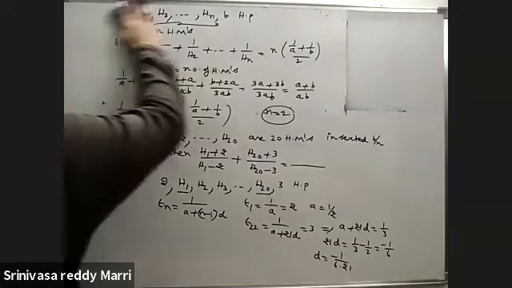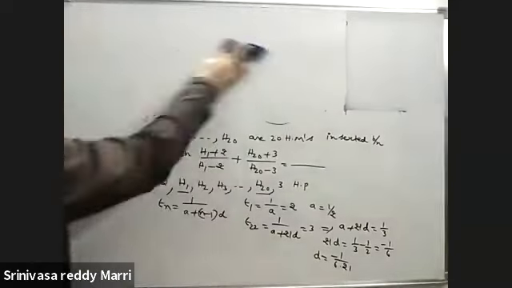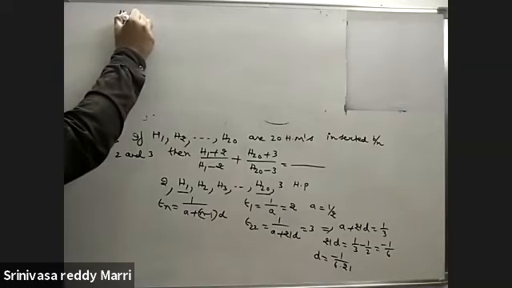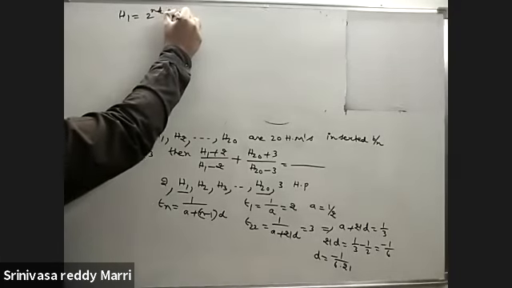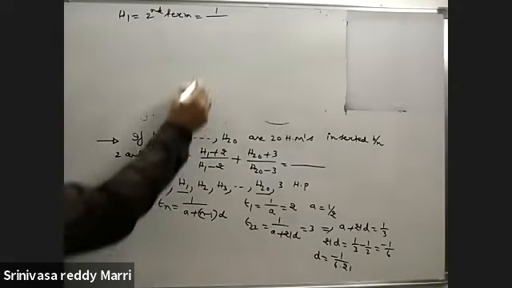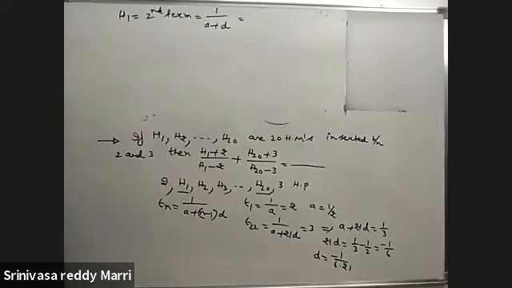H1 you want. So that means first HM. H1 is nothing but first HM. That means second term. H1 means second term. First HM means second term. So 1 by A plus D. That means substitute the values.